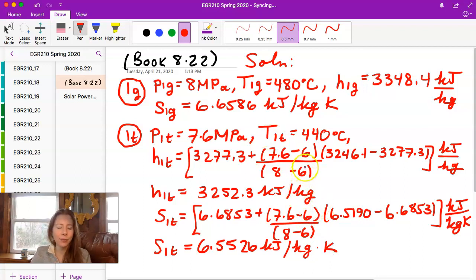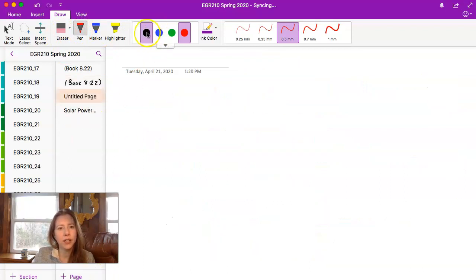So now let's move on to state 2. This is where we exit the turbine. So let's add a page for this.